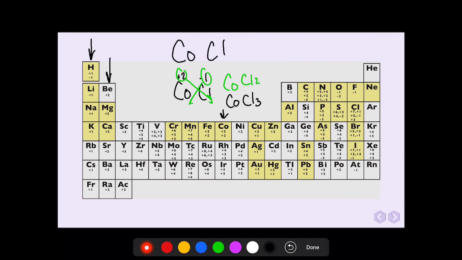So that's kind of interesting. But we're going to use this quite a bit. This chart is extremely important, so you want to be very familiar with it, but we'll practice with it quite a bit.